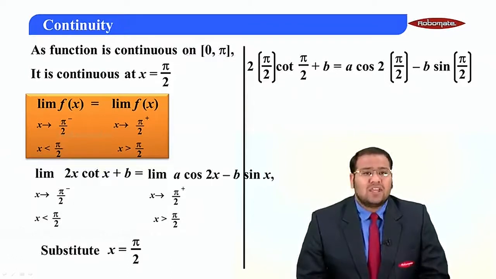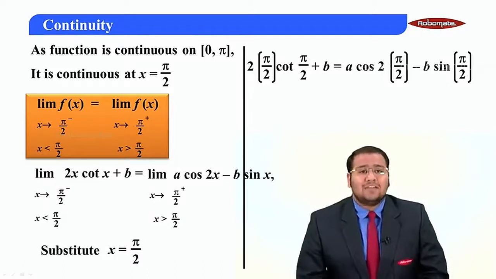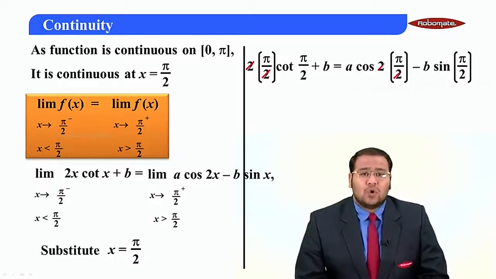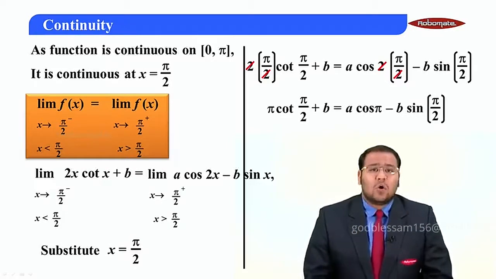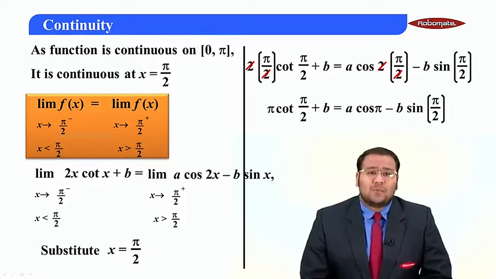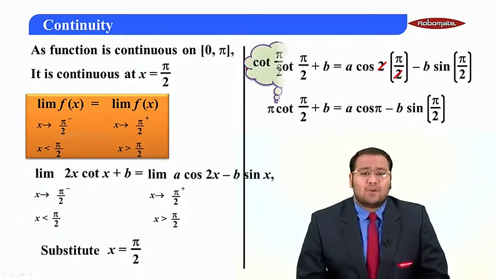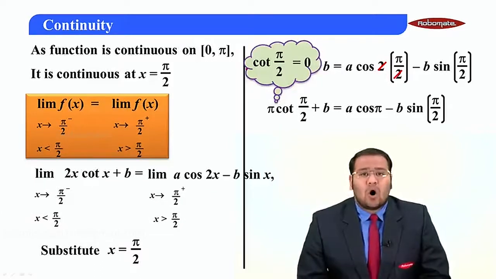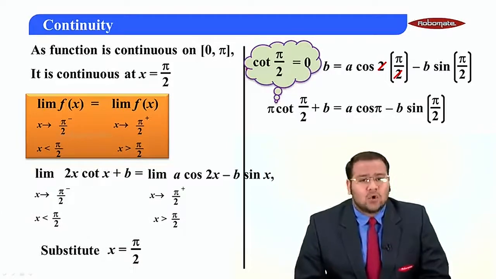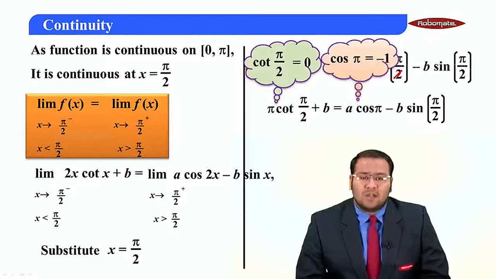If you are substituting, that is 2 into pi by 2 cot of pi by 2 plus b, which is equal to a into cos of 2 into pi by 2 minus b into sine of pi by 2. So 2 gets cancelled on either side. So pi cot pi by 2 plus b is equal to a into cos pi minus b sine of pi by 2. We already know cot pi by 2 is 0. So 0 into pi would be 0.